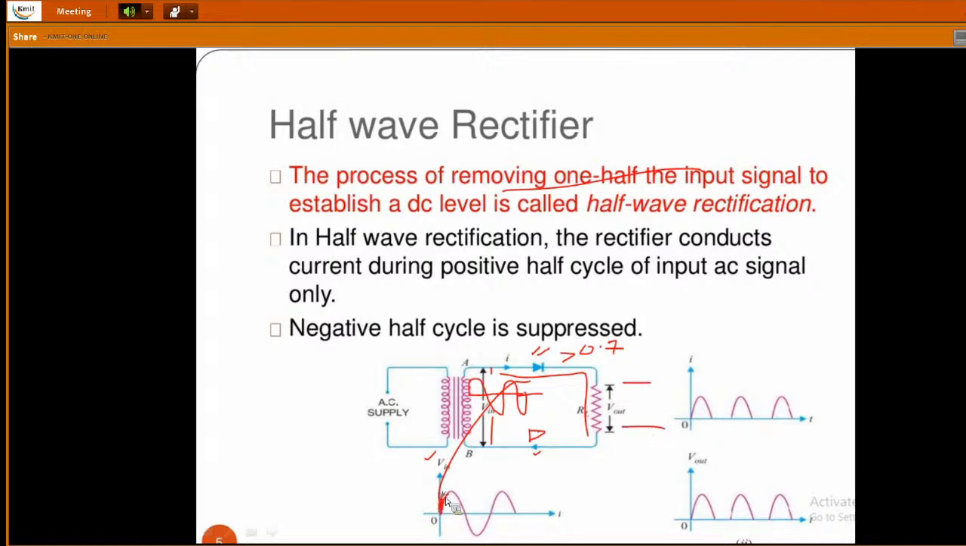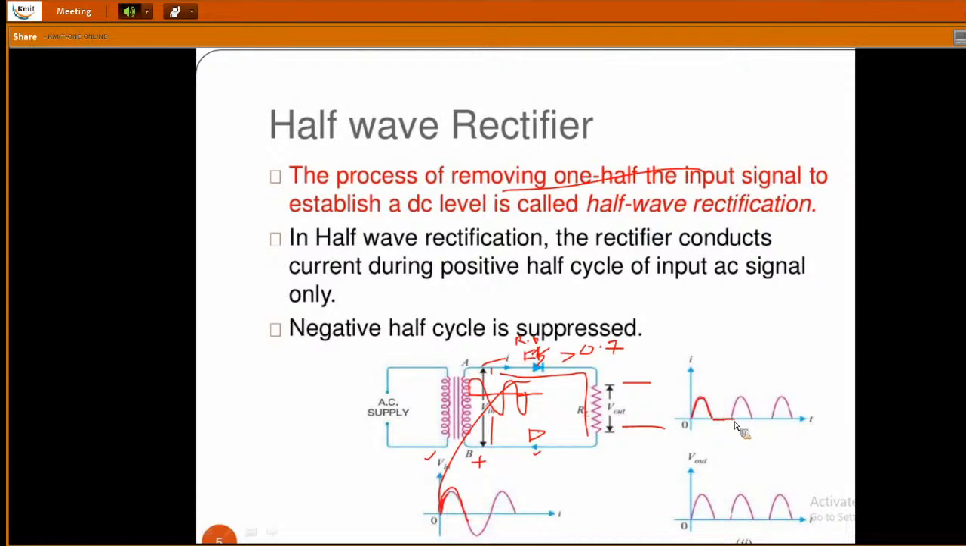So during the positive half of your input cycle, the diode will be in forward bias. In forward bias, the diode will conduct the current, and that is going to appear across the output. That's why in the positive half of the cycle the output is following the input. Now what about the negative half cycle? When the input signal comes to the negative side, this becomes negative and this becomes positive polarity. Now this diode will be in reverse bias condition. In reverse bias, the diode will not conduct, so the current is equal to 0.